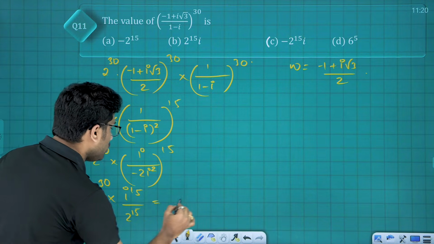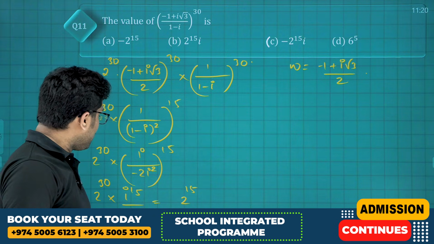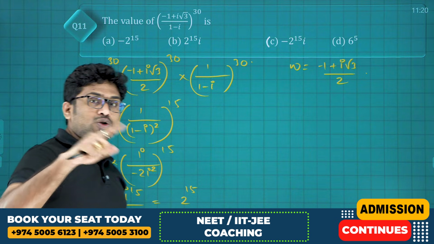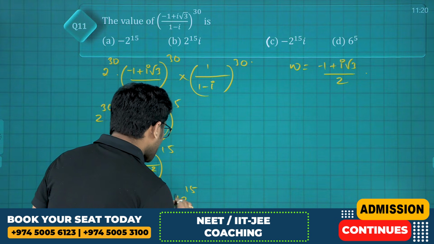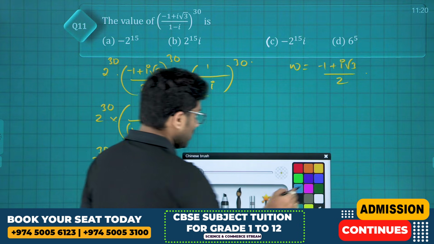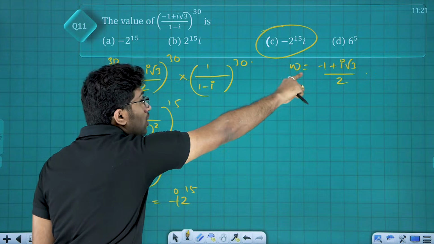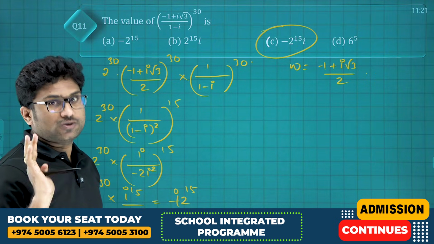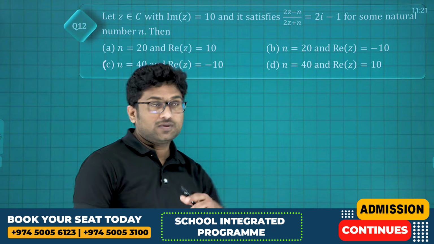So 2 power 30 by 2 power 15 is 2 power 15, and i power 15 we can write as i power 12 into i cube. i cube is minus i. So that is minus i into 2 power 15, minus 2 power 15 into i. This is the answer. Clear? If we know omega and its properties, there are many applications of cube roots of unity, dear friends.